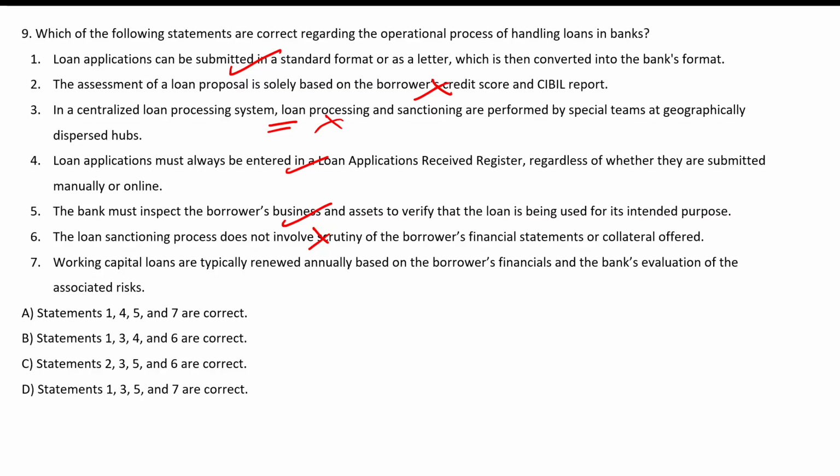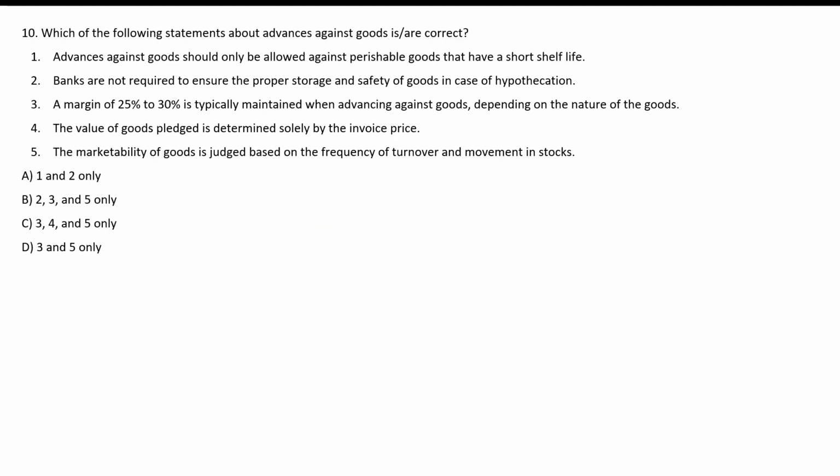Working capital loans are typically renewed annually based on borrower's financials and bank's evaluation of the associated risk. This is correct. 1, 4, 5, and 7 are correct, making option A the correct answer for this question. Which of the following statements about advance against goods is or are correct? Advances against goods should only be allowed against perishable goods that have a short shelf life.